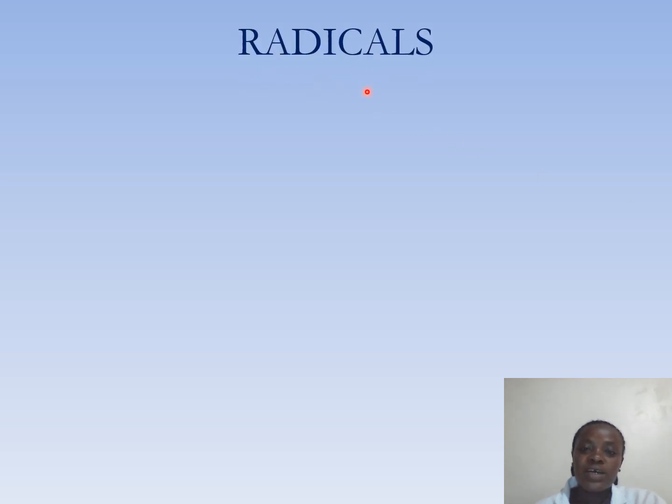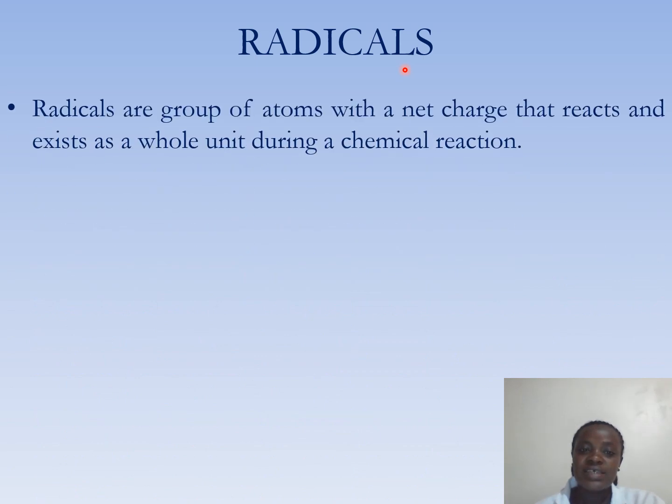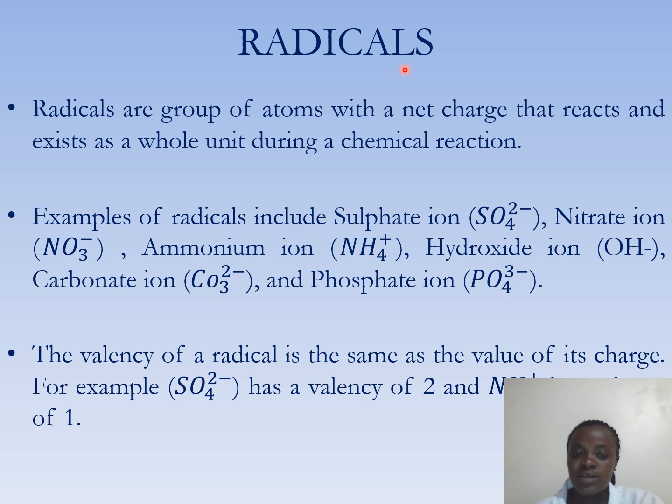Then we are going now to look at radicals. What are radicals? Radicals are groups of atoms with a net charge that react and exist as a whole unit during a chemical reaction. So these are groups of atoms combined. So two or more atoms are combined to form a radical. Then they have a net charge that reacts and exists as a whole unit during a chemical reaction.